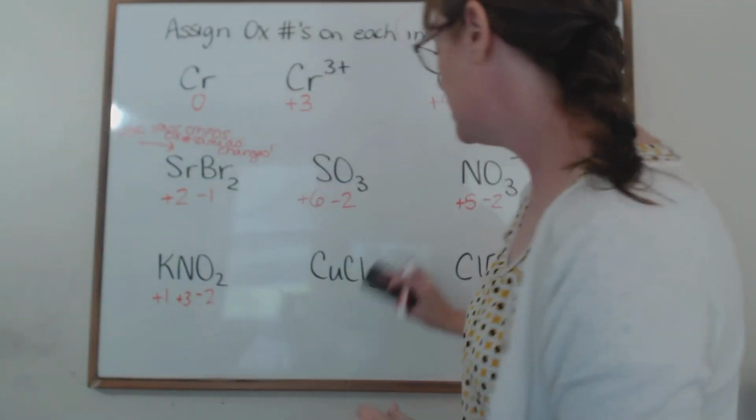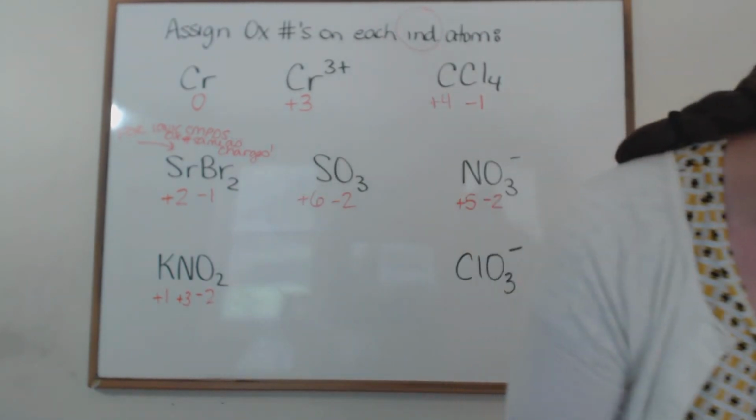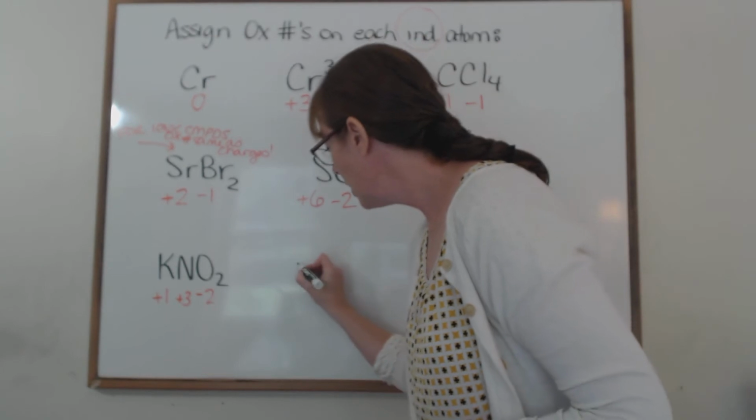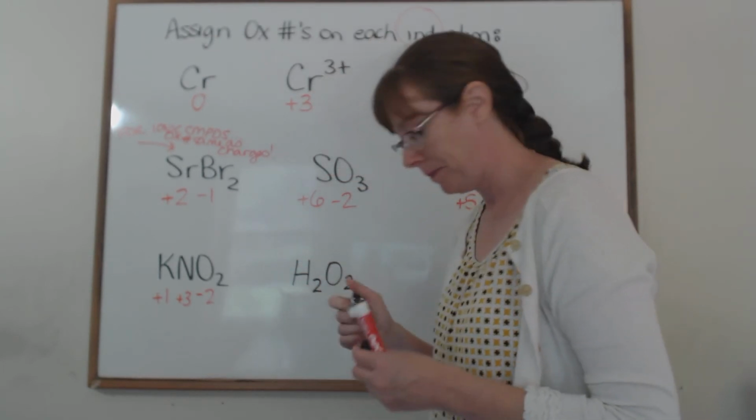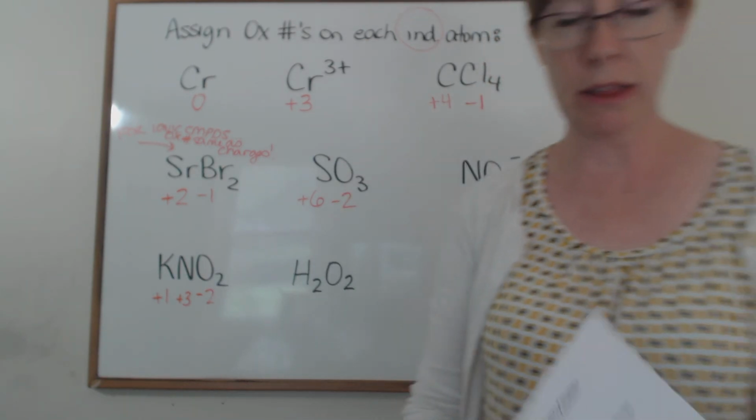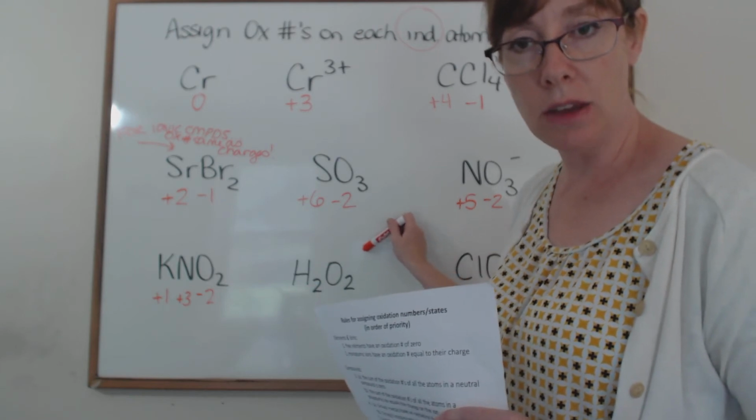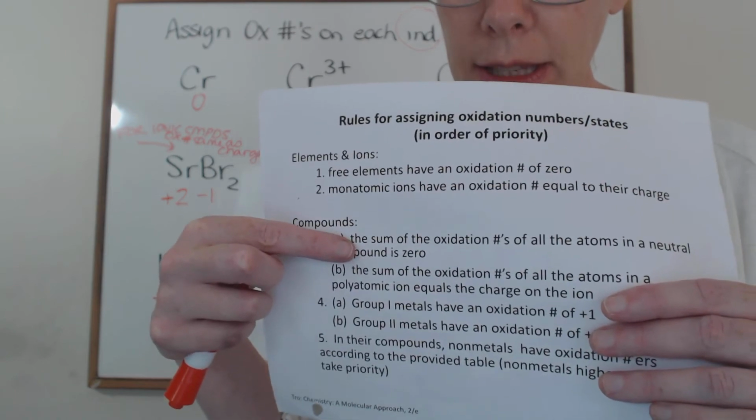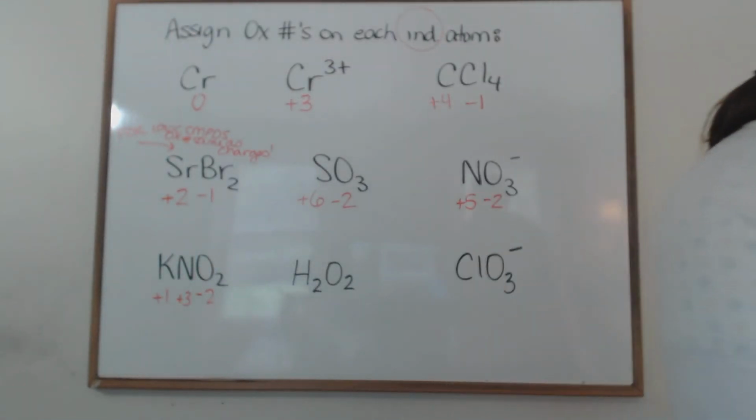I just realized something. I want to change this one to a different one. One of the trickiest molecules to assign is hydrogen peroxide. So let's do it. But if you just follow the rules, you'll get the right answer. Hydrogen peroxide is a neutral compound. So we're going to start with this rule. They're going to have to all add up to 0. You don't have any group 1 or group 2 metals, so we're going to go straight to the nonmetals.